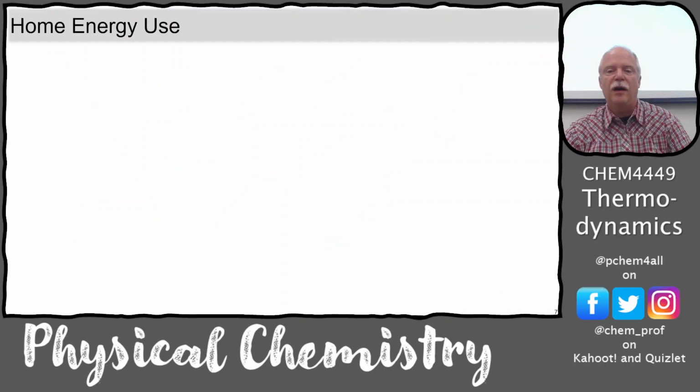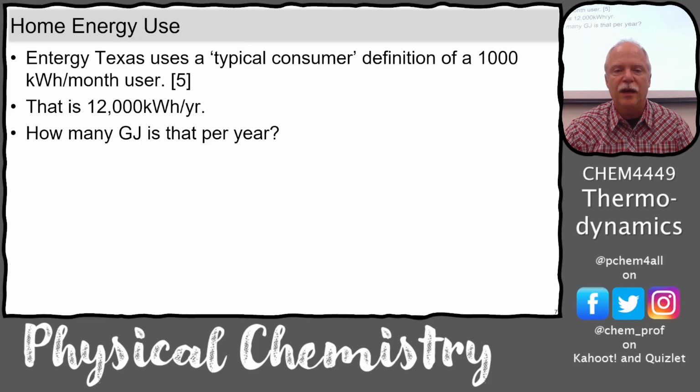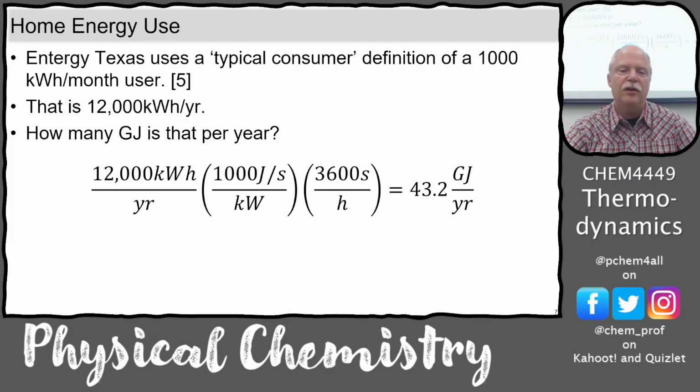So let's focus on how much energy and greenhouse gases our home produces. So we kind of covered this before, but I'll just go through it just so it's on this one video. Again, Entergy Texas uses the typical customer definition of 1,000 kilowatt hours per month. So that's 12,000 kilowatt hours per year. And so how many gigajoules is that? So we just convert that 12,000 kilowatt hours per year.